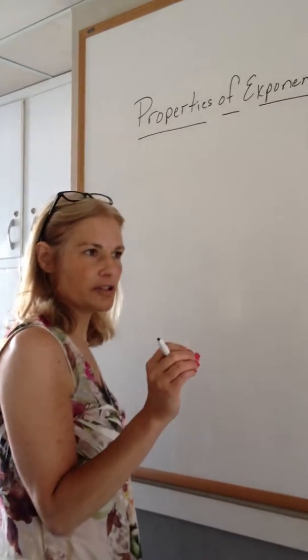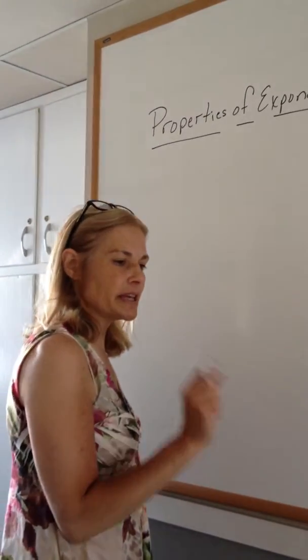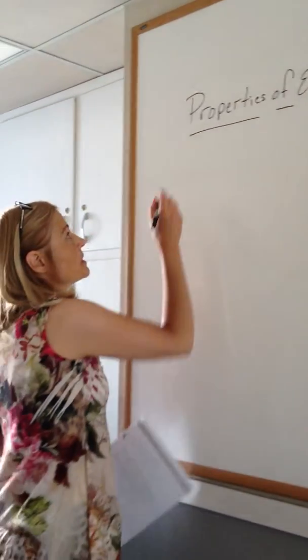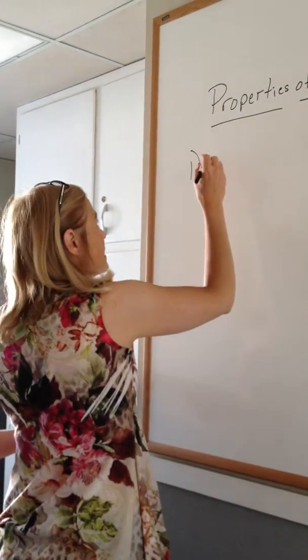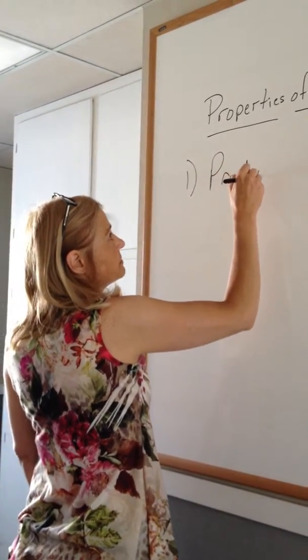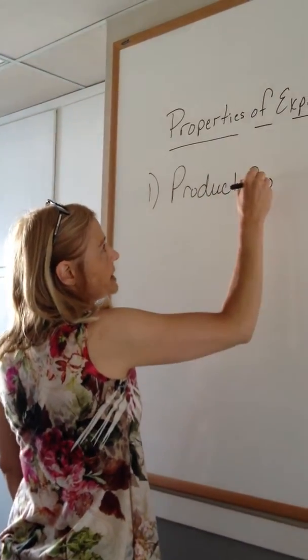that we are going to touch on. I will explain each one first, and then I will give you examples for each one. Now the first one is the product property for exponents.